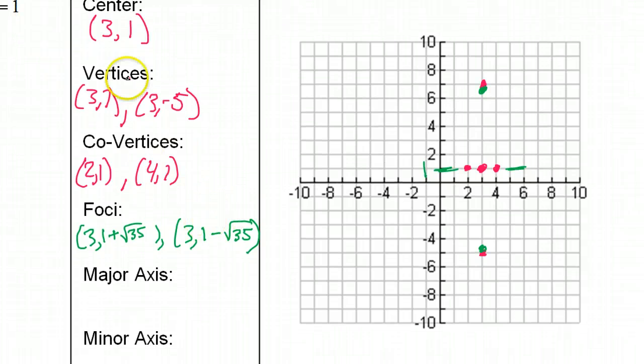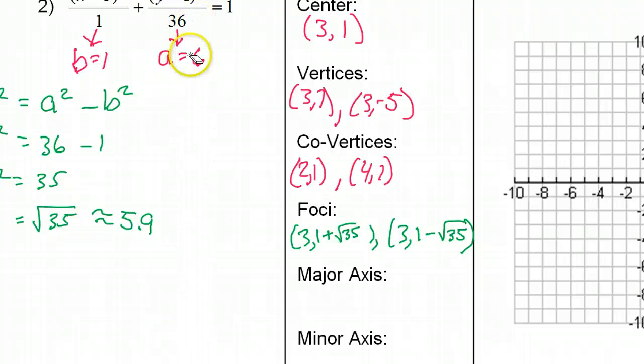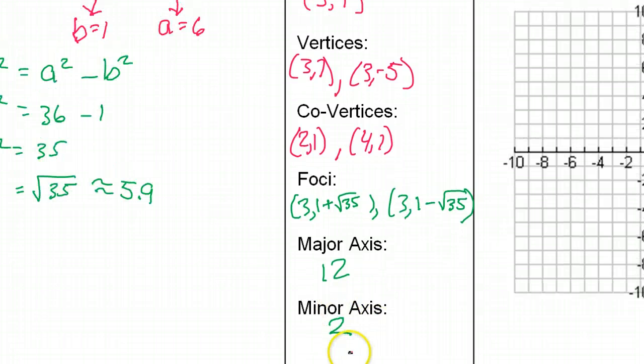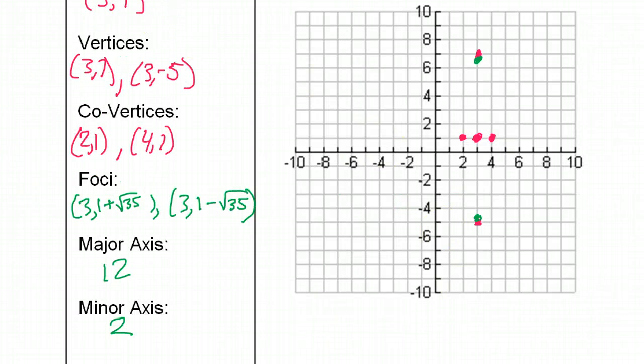Now, the major axis is simply the long way across. So remember the a value and the b value? The a value was 6, so we went up 6 and down 6. That's a total of 12. The minor axis, the b value was 1. Left 1, right 1, that's a total of 2. So the major axis will always be double A, and the minor axis will always be double B. So that's it, except for drawing the actual graph. Kabam! It's going to look something like that.